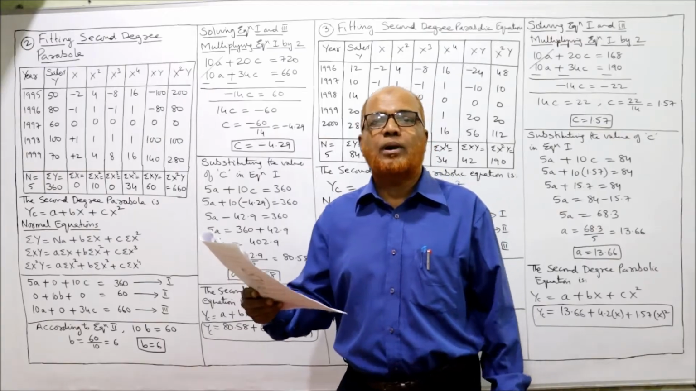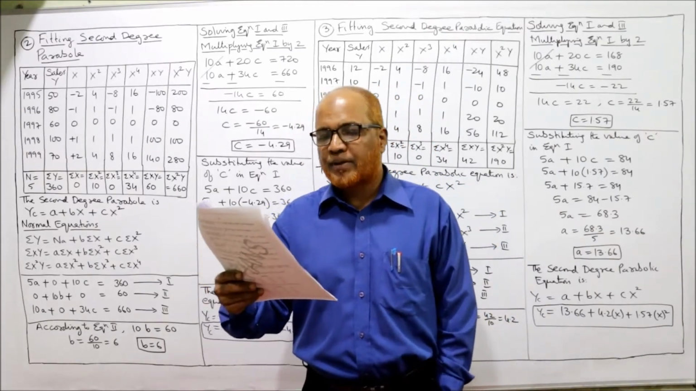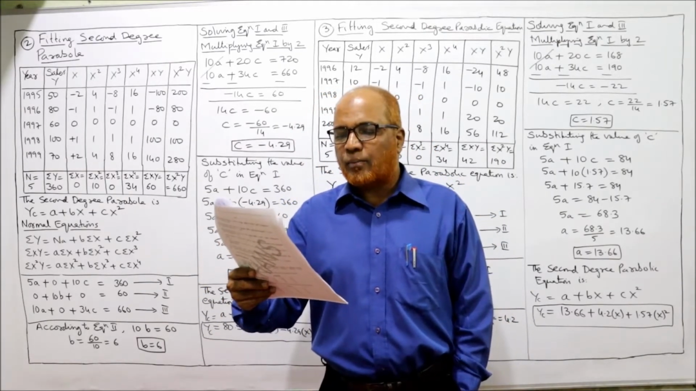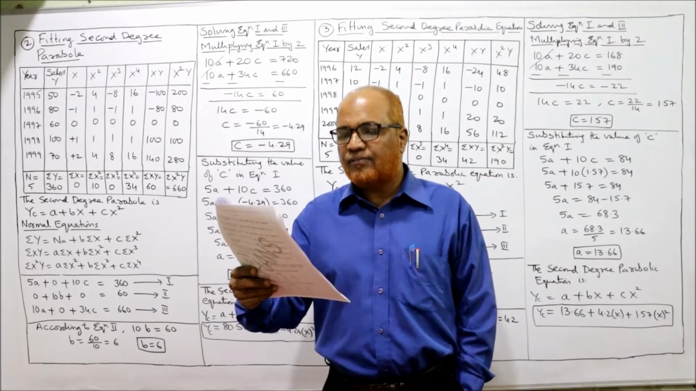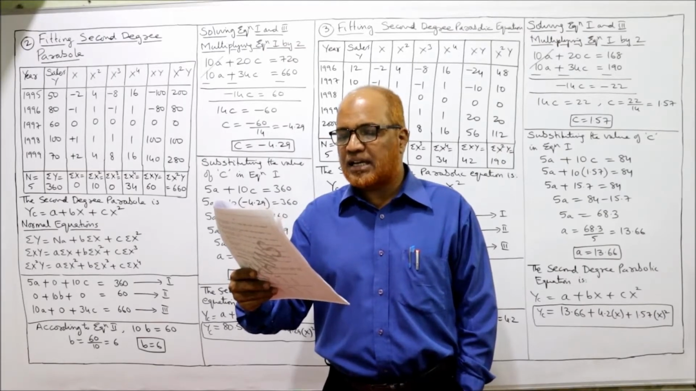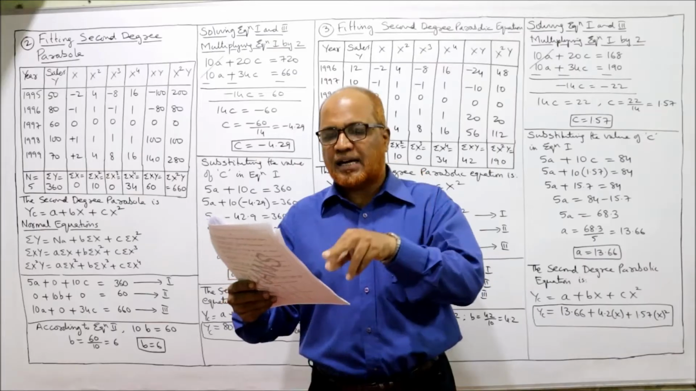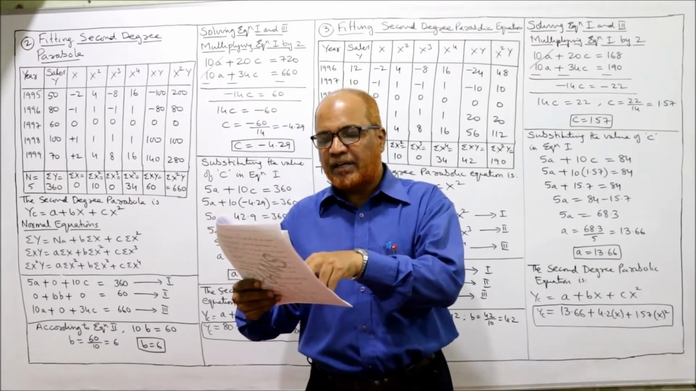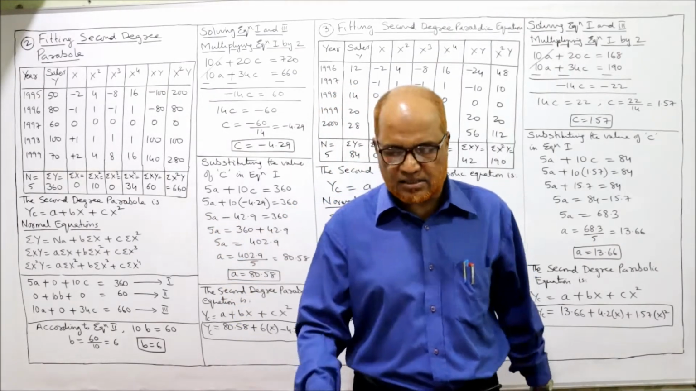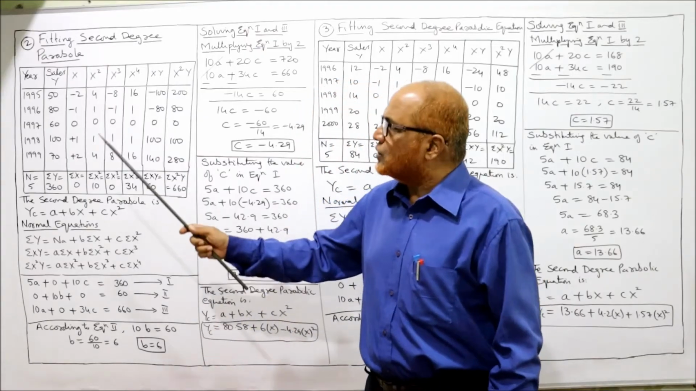Now the second problem on second degree parabola. Fit a second degree parabola to the following data: years 1995, 96, 97, 98, 99. Only 5 years of data is given. Sales are given as 50, 80, 60, 100, 70. That's it. Now see carefully.